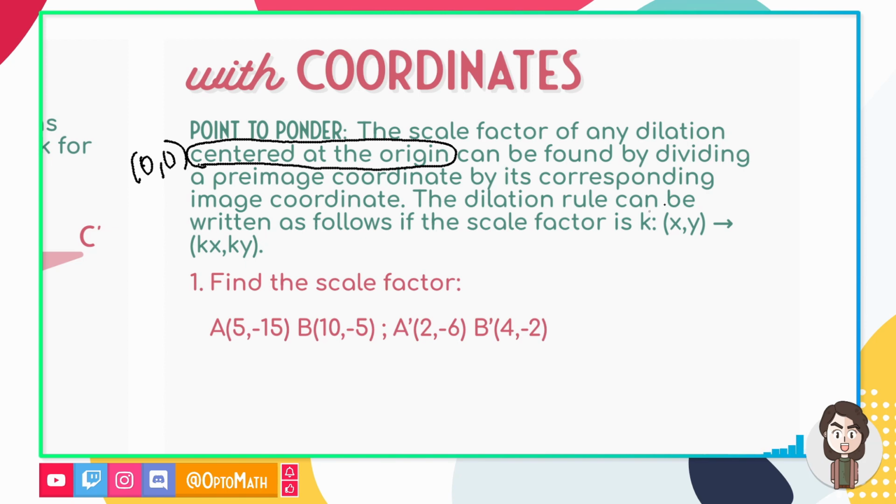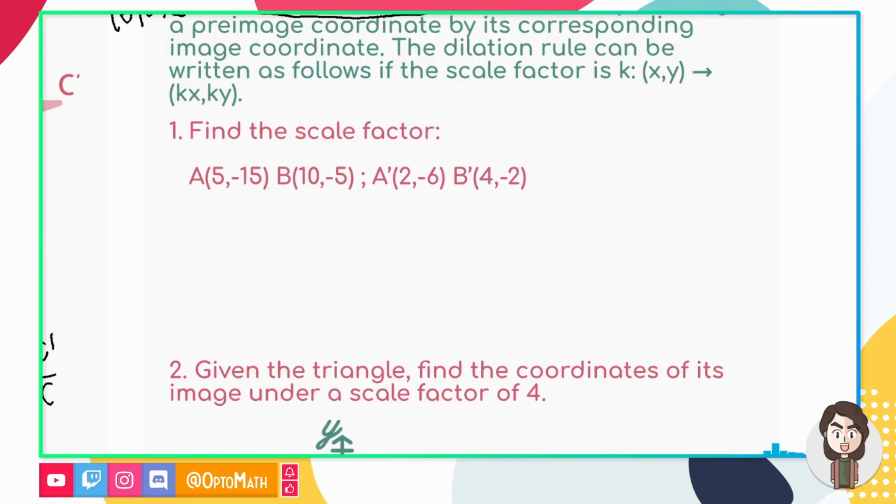The dilation rule can be written as follows if the scale factor is k. So xy goes to kx, ky. So you're just multiplying each coordinate by the scale factor. So on number 1, if we want to find the scale factor, we can just divide the coordinates of the corresponding points. So A prime over A should equal B prime over B, and both of those should give us k, the scale factor. So let's look at that.